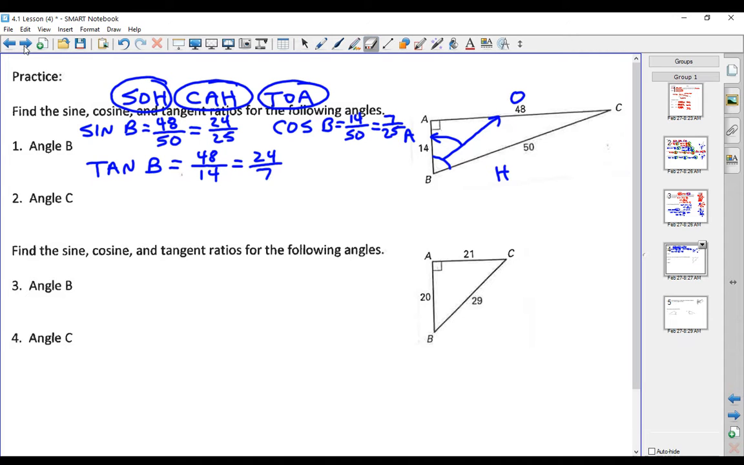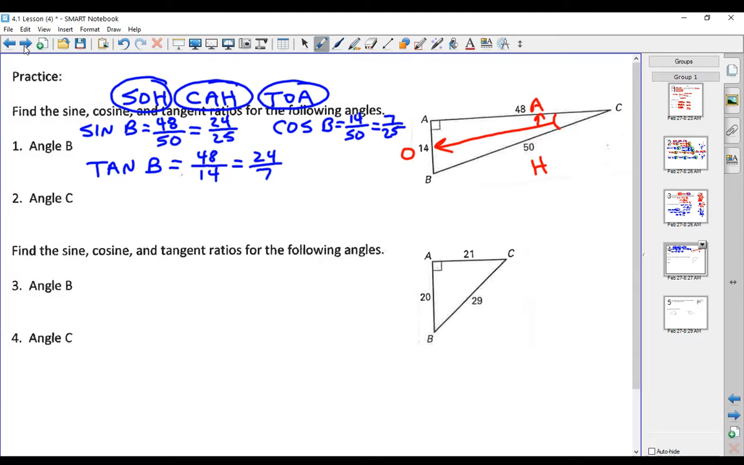Now let's look at angle C. Angle C is over here. And remember, the hypotenuse is always the hypotenuse. It's always the side that does not touch the right angle. It's always the longest side. It's always the side across from the right angle. We're looking at this side over here. This is our opposite side. And the side that's beside the angle is called the adjacent side.